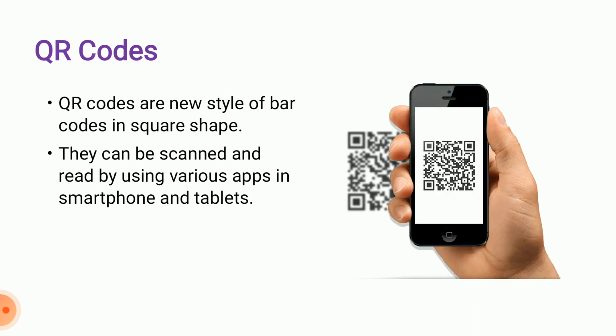Fine. Next, QR codes. QR codes are a new style of barcode in square shape. They can be scanned and read by using various apps on smartphones and tablets. Students, nowadays QR codes are available in almost every shop, where you can scan that QR code to pay your bills. You all have seen this QR code. Let's move ahead.